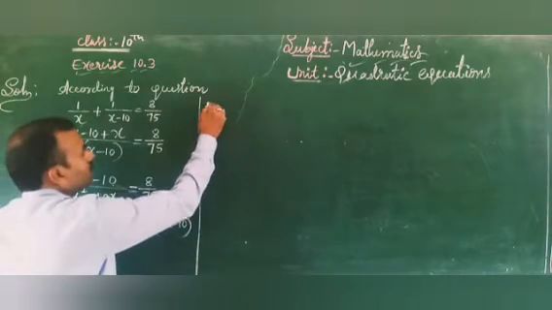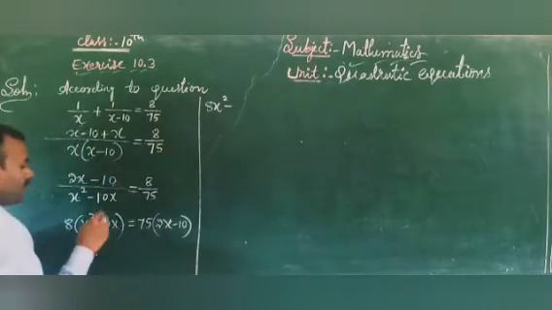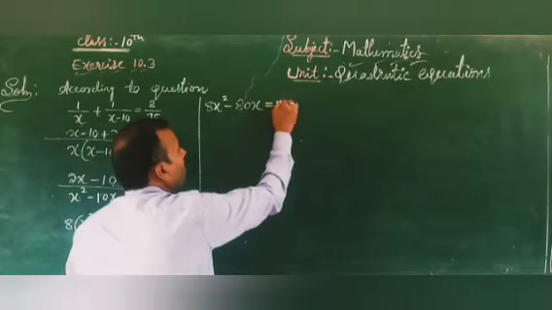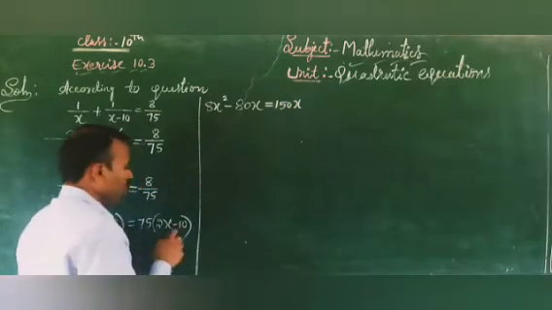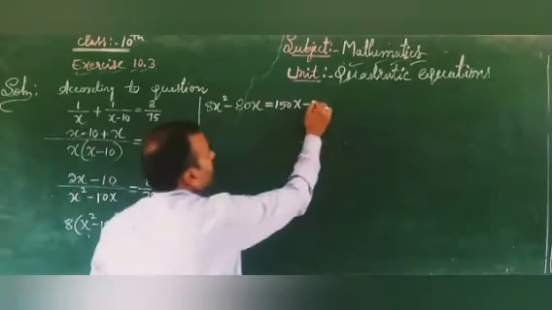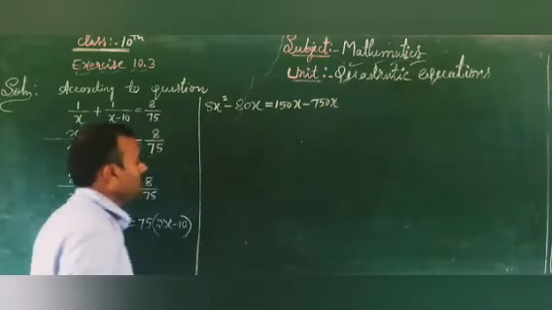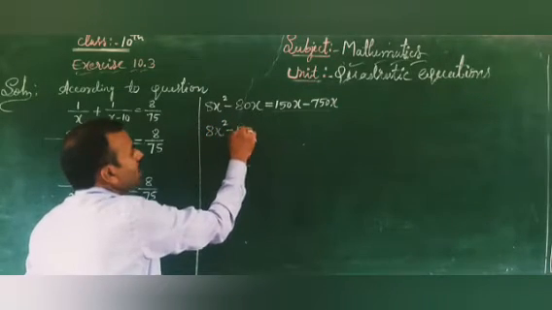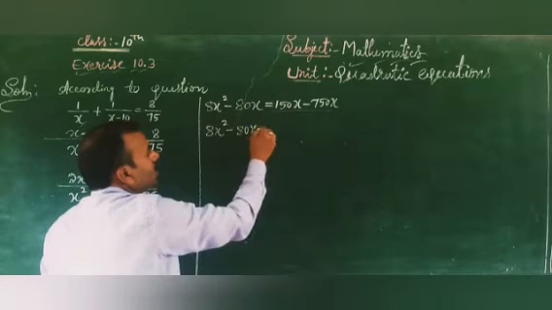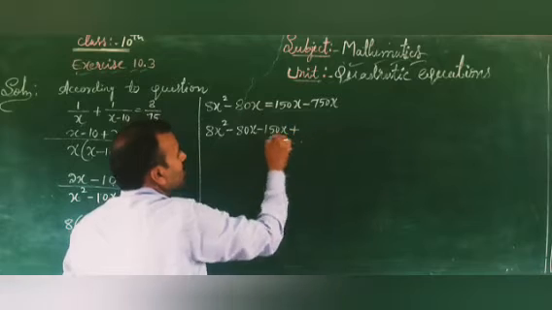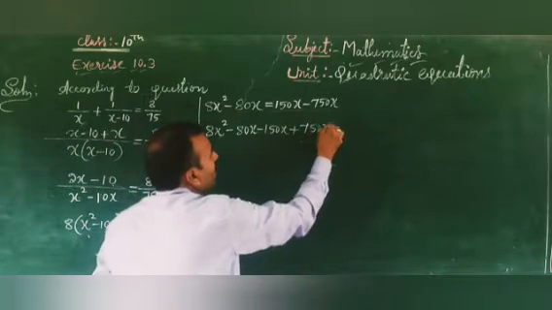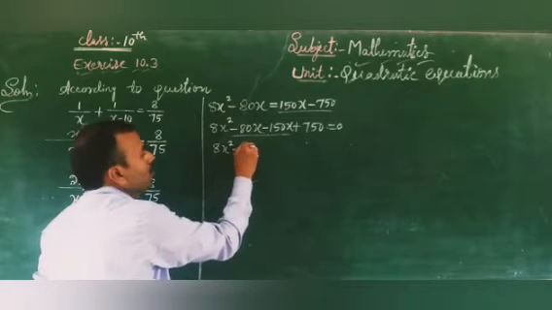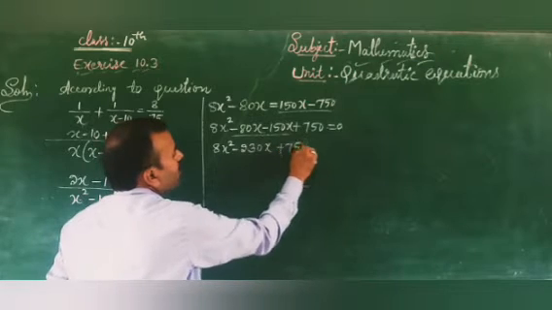Next, 8x square minus 80x equals 150x minus 750. Transposing RHS to LHS, 150x becomes minus 150x and minus 750 becomes plus 750. So 8x square minus 80x minus 150x plus 750 equals 0, that is 8x square minus 230x plus 750 equals 0.